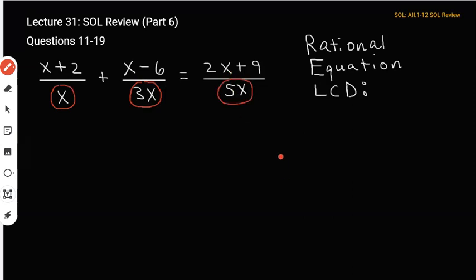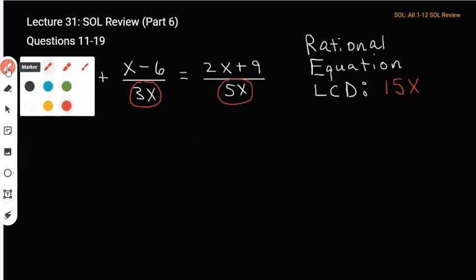And I want to find something that all of those will multiply to. Since I have a 3 and a 5, I know that I can multiply to 15. But I'm also going to need an x. So I'm going to put an x beside that. So what we can do with this is change all the fractions to 15x. I'm going to go ahead and do that.